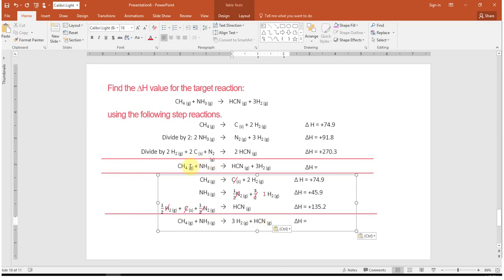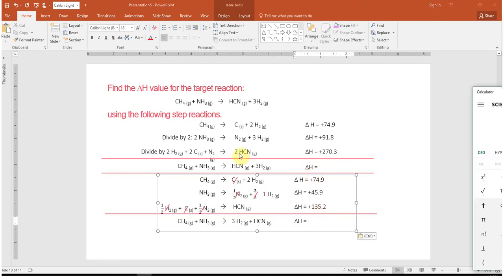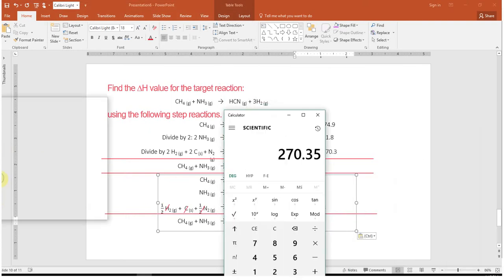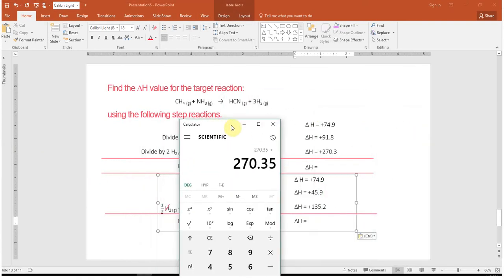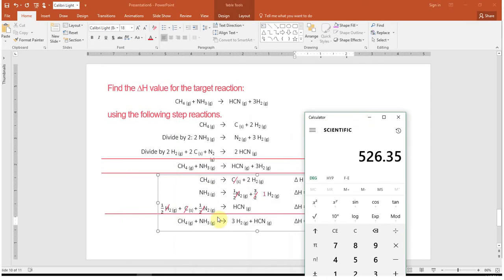So we've got our target. It looks just the way it should, which means we can now add these up to get our delta H. So here we've got plus 74.9, plus 45.9, plus 135.2. And it should give us, actually, I think we just had something out and clear in there.